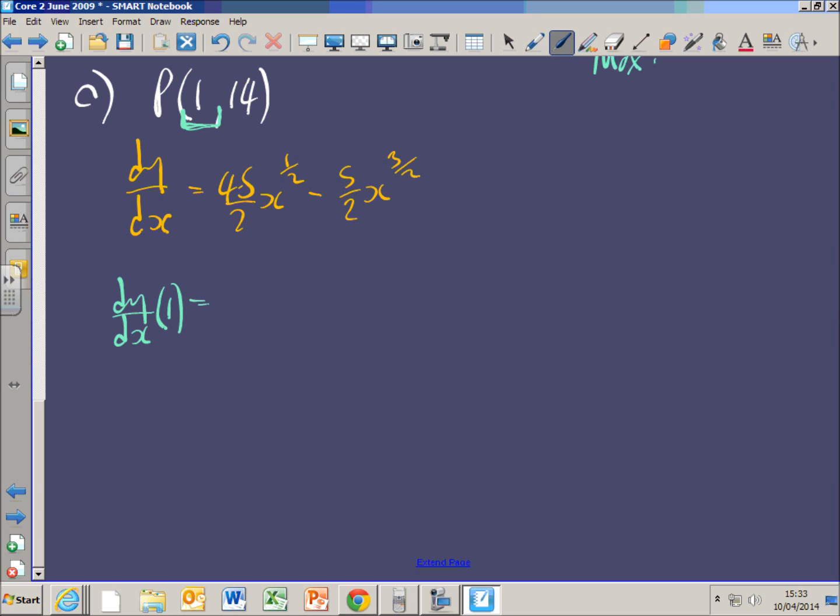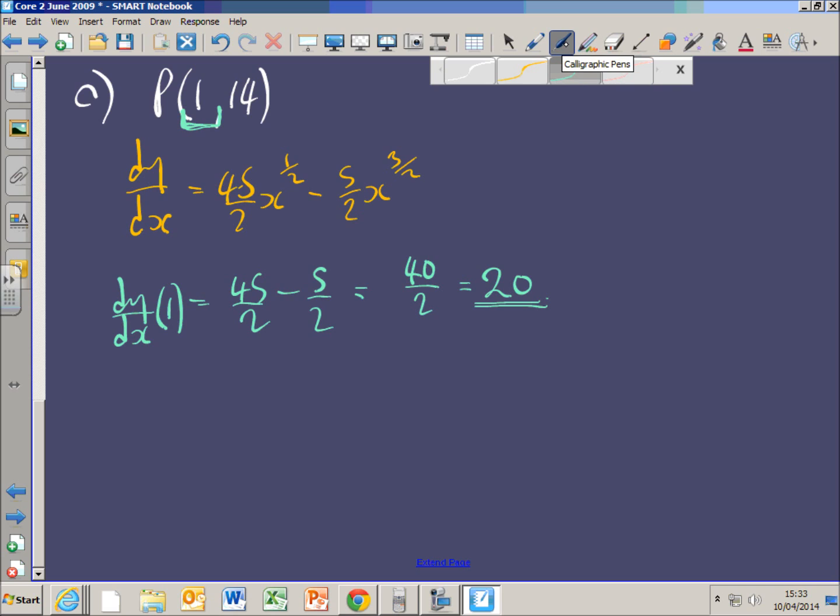What do I get? If I put 1 into there, what do I get? Just 45 over 2. And if I put 1 into there, what do I get? Minus 5 over 2. Okay, so that's it. All I had to do was sub 1 in. Just put these things together. It's going to be 45 take away 5, which is 40 over 2, which is 20. Okay, so the gradient should be 20. And I know this point that it goes through, so how do I find the equation of the tangent line?